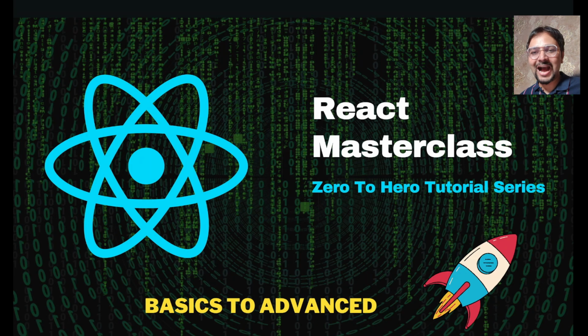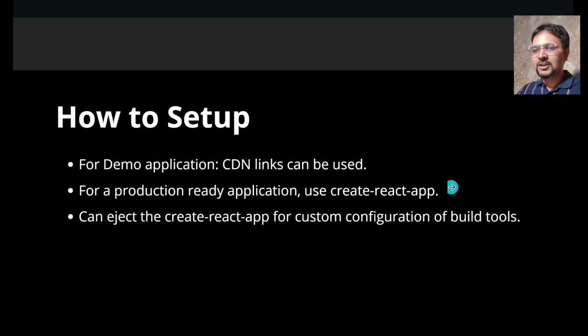So in this video, we'll see how to set up the React application. So let's get started. There are 3 ways in which we can set up. If you're just creating a test or a demo application, then you can use the CDN links. If you're creating a production ready application, then you can use create React app, which makes the process very simple. If you are an advanced user and you want to add custom configuration, then you can eject your create React app, which will emit the configurations which you can edit. Okay, so let's see all these 3 approaches.